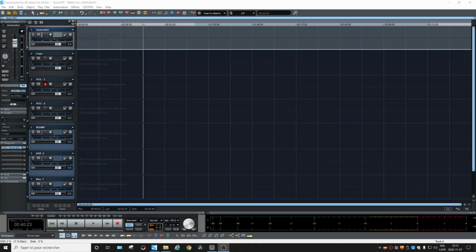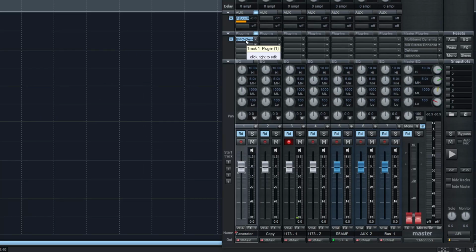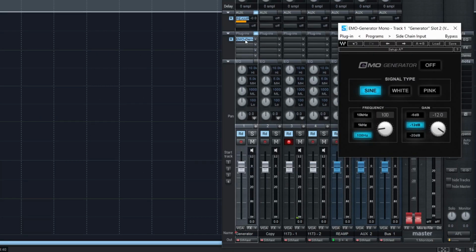So the first thing that we'll do is go on a computer and make some tests. Let's go! The first thing that I did is prepare this project. So on this track, let me pull out the mixer. On this track, I loaded a generator. This will give us a sine wave at 100 Hertz if I activate it.